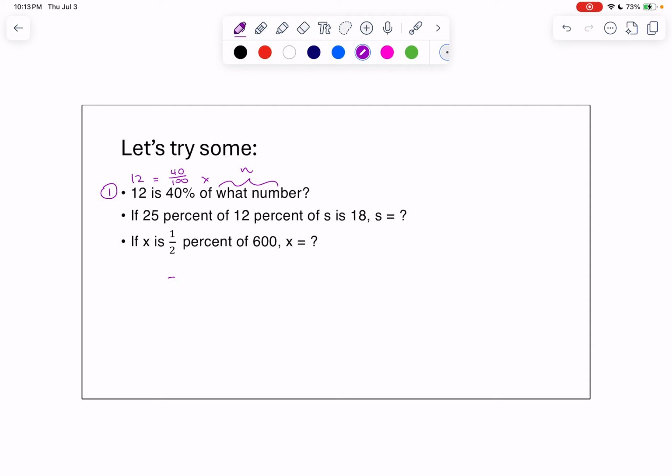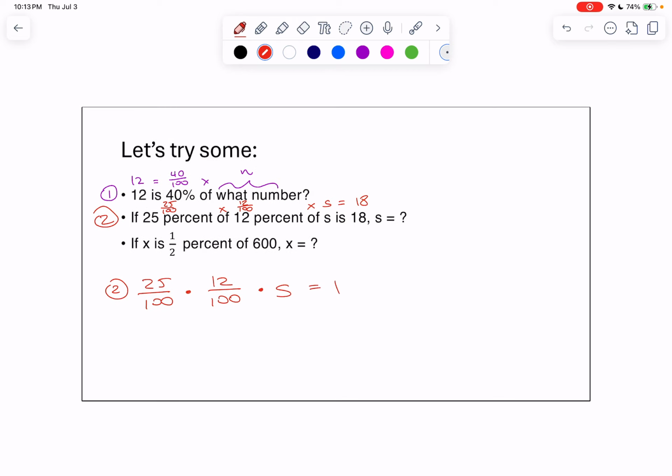And let's take the next one, number 2. Let's see. If 25%, well, let's think about, we'd write 25% means 25 divided by 100. Of is multiply. 12, well, it's just 12, but it says 12%, so we'll divide that by 100. Of is multiply. S is just S. Is equals 18. Ooh, let's write that down here. 25% of, multiplication, 12% of S is 18.